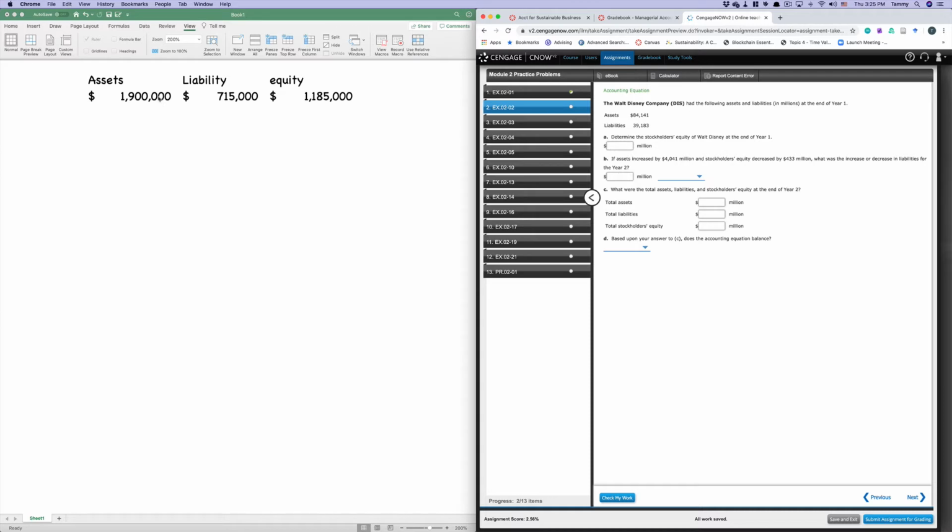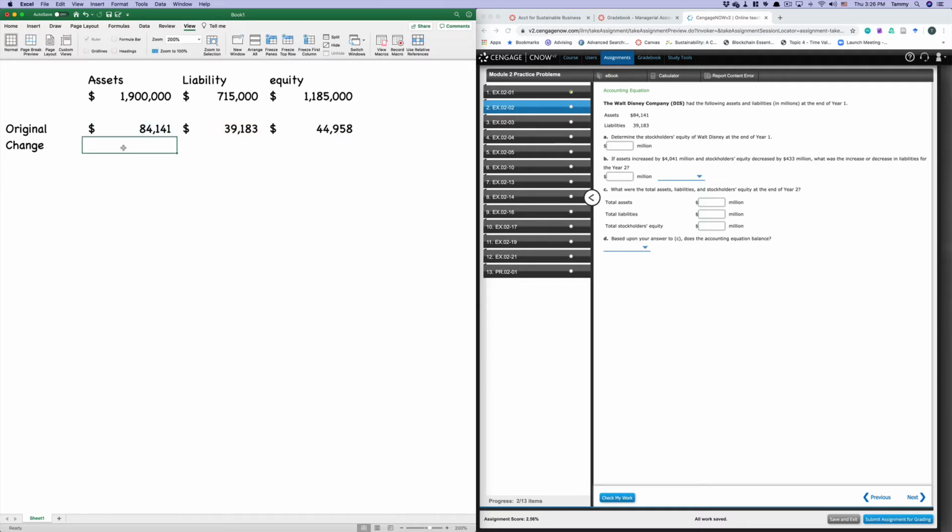Right, so let's go ahead and start setting that up. Right, so we had original. The way that you do these is you say original and then change. Right, so here we have assets of 84,141 and liabilities of 39,183. Right, and our equity then has got to be the difference. Right, so our equity has to be assets minus liabilities.